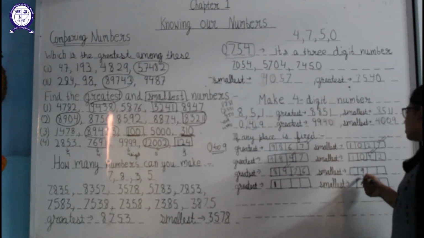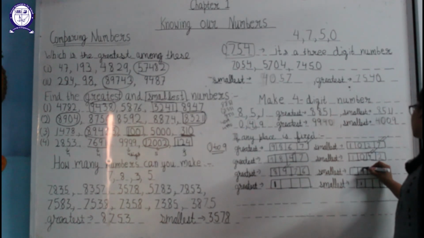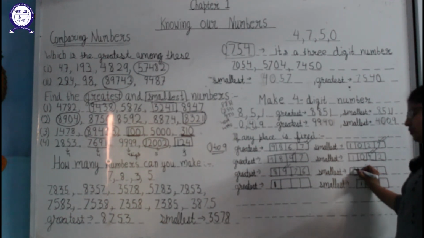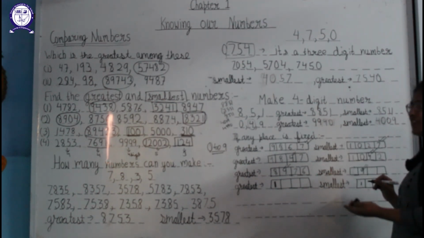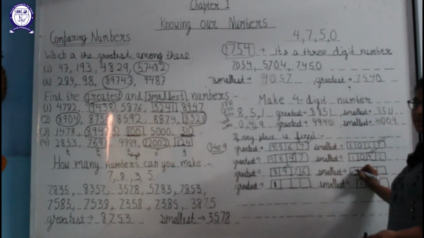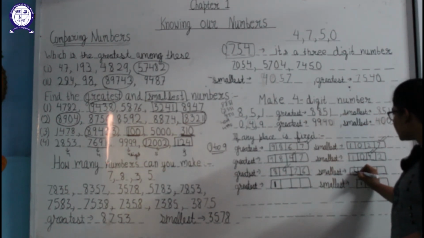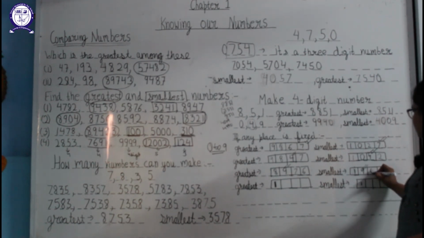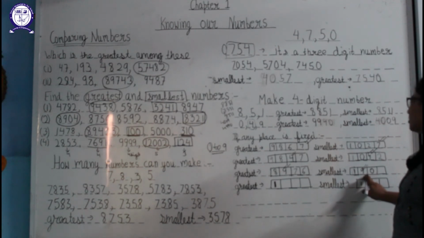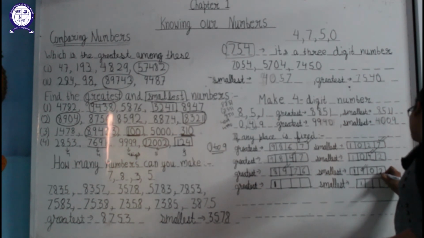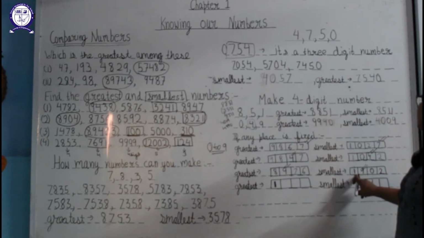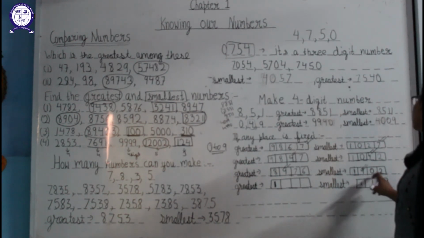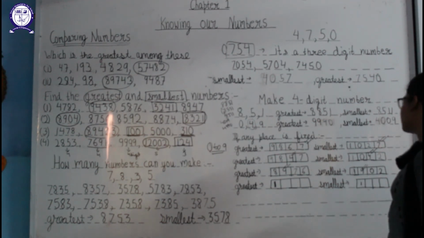Now we have to make the smallest number if 9 is fixed at the hundreds place. So from the start, from the smaller numbers 0, 1, 2 we have to place like that. Again we can't place 0 here, so we will place 1 here, then we will place 0 because 0 is not used up to now. So 0, 1 and then 2 will be placed at the last. So the smallest number will be 1902 if 9 is placed at the hundreds place.